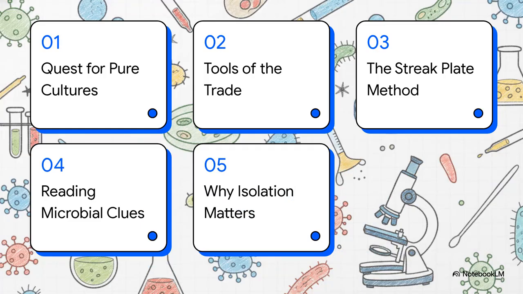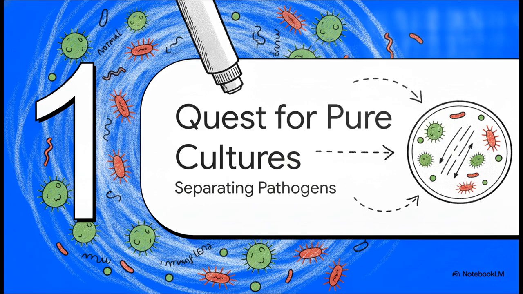Here's the roadmap for our little investigation today. First, the quest for pure cultures. Then, tools of the trade. Third, the streak plate method. Next, reading the microbial clues. And finally, why isolation matters. Let's kick things off with Section 1, the quest for pure cultures.